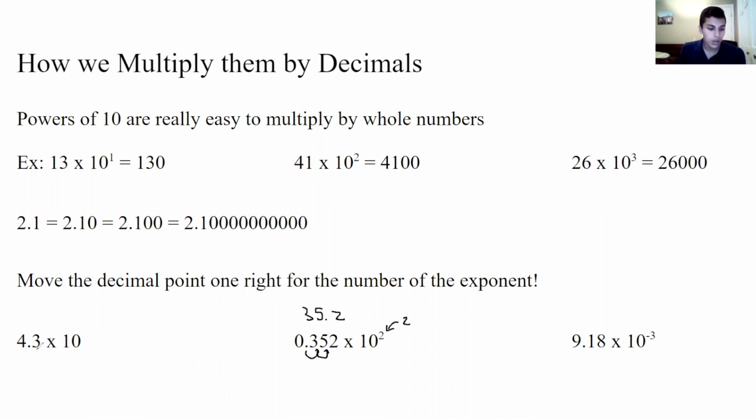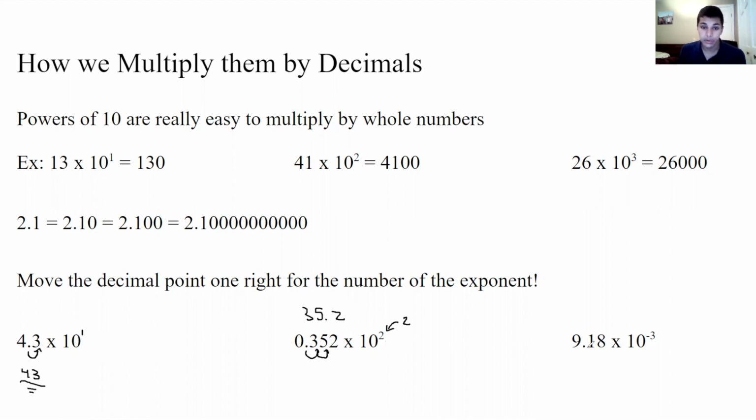And again, the digits aren't going to change. For this example, 4.3 times 10, since it's 10 to the power of 1, that's equal to 10, we only move the decimal point 1 spot to the right. So if we move it to the right, we get 43 with the decimal point at the end, except we don't need the decimal point because that's just equal to 43.